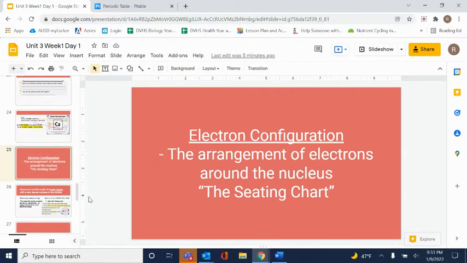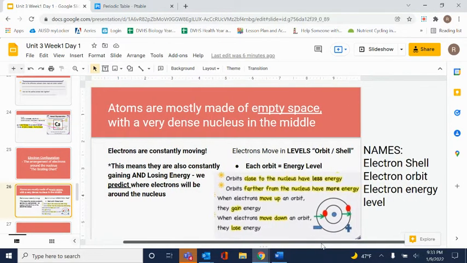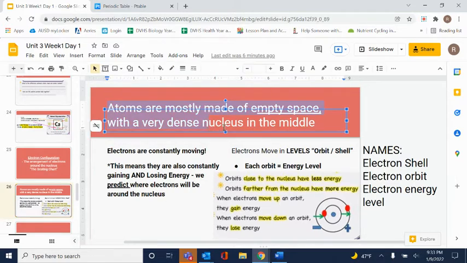Okay, so when learning about electron configuration, there are a bunch of rules. We can't start drawing until we figure out all the rules. So the first couple rules that we talk about are listed here. There's a lot on this page, so we're just going to take it blurb by blurb. You might want to pause it right here, write it all down, and then we can talk about it and hit play, however you want to do it. Okay, so the first thing, atoms are mostly made of empty space with a very dense nucleus in the middle.